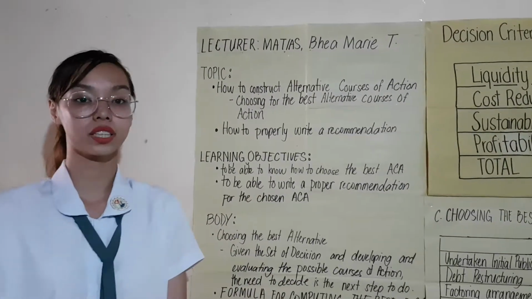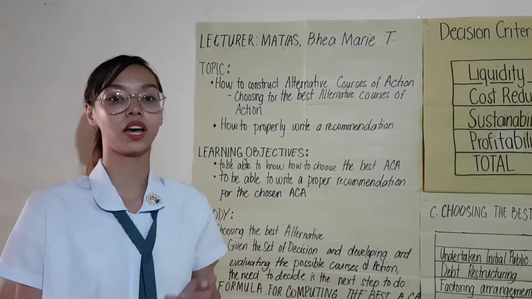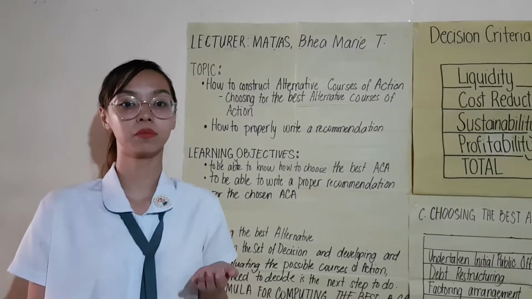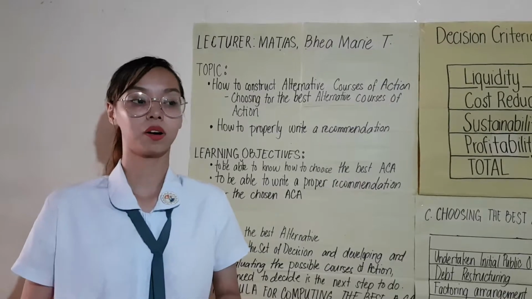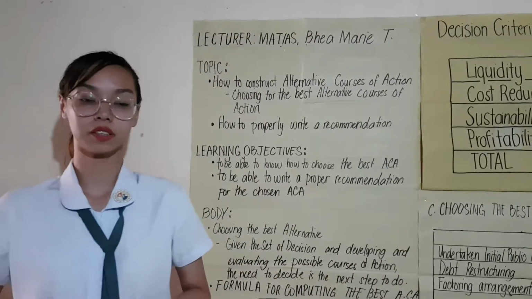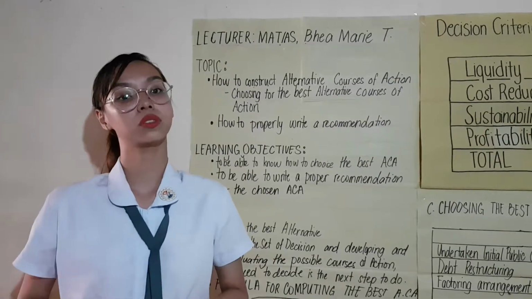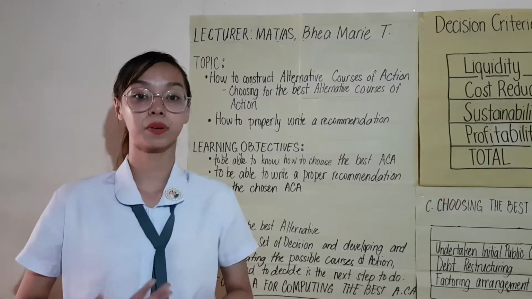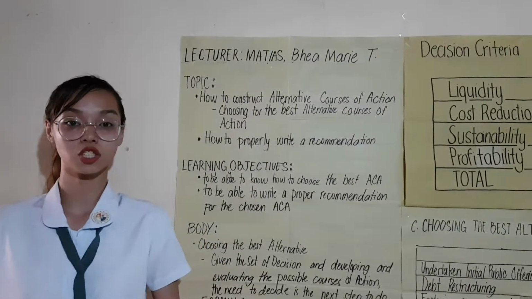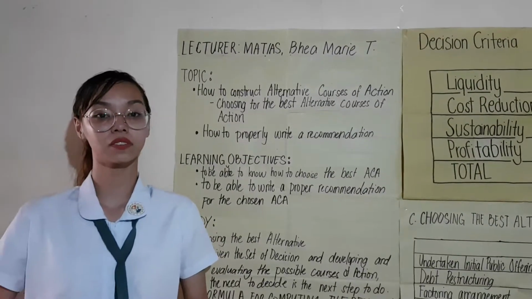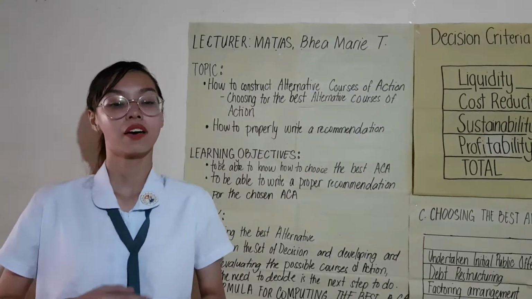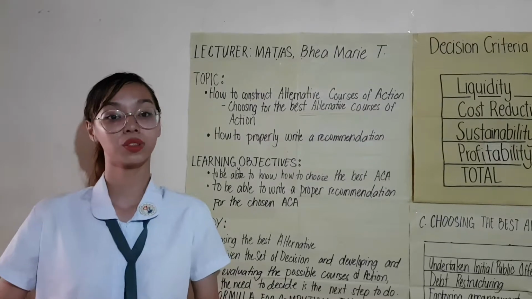The previous lecturer discussed the construction and analysis of the set of decision criteria and the ACA, or alternative courses of action. The set of decision criteria is based on the objectives and weighted according to its priority. The ACA is constructed based on the set of decision criteria, and it is evaluated and analyzed through different factors.